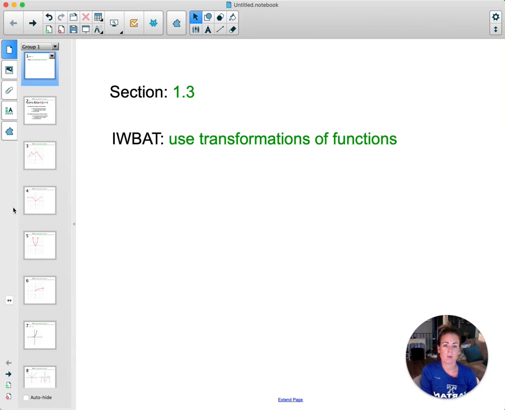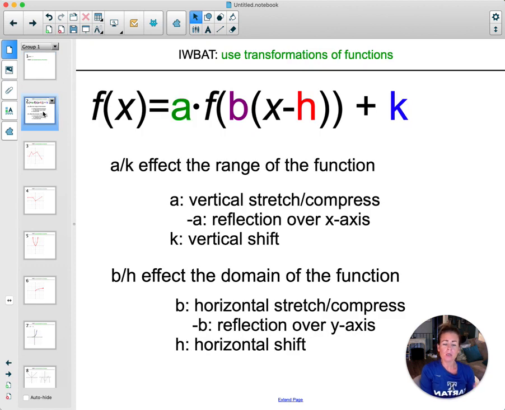In section 1.3, we are going to focus on using transformations of functions and taking a look at what they do to the graph as well as the domain and range. So go ahead and pause the video and write this down.